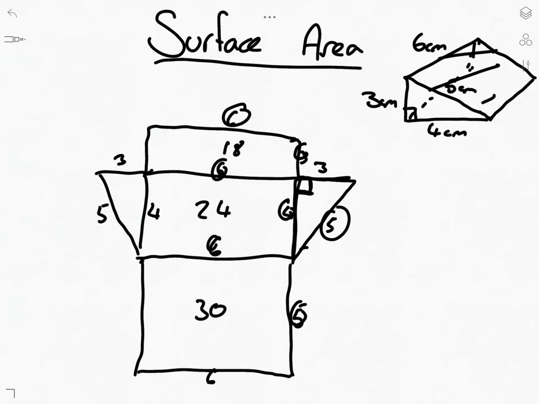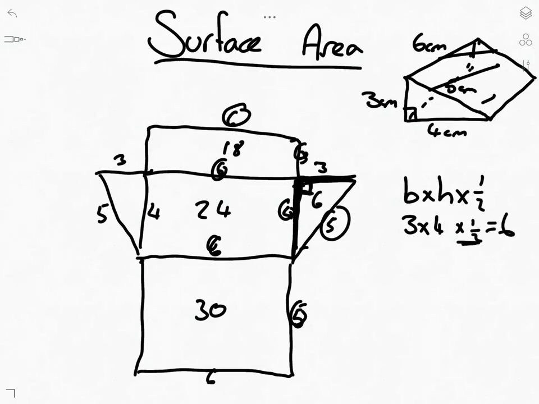Now, for a triangle, we do base times height times a half. Half base times height. So we have 3 and we have 4. So you imagine this is the height and this is the base. Or the other way around, it doesn't matter. So we have 3 times 4 times a half. A lot of people are forgetting to do this half, but because it's a triangle, we need to remember. So we get 6. So this is 6 and this is 6. And then we just add them all up. So 6, add 6, add 18, add 24, add 30.